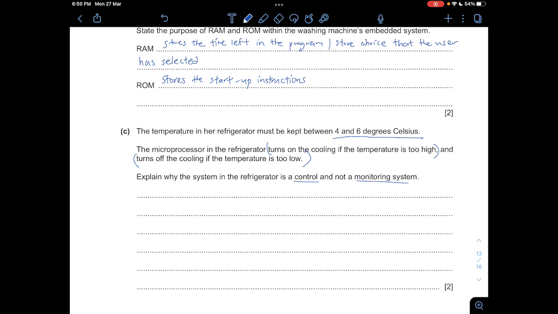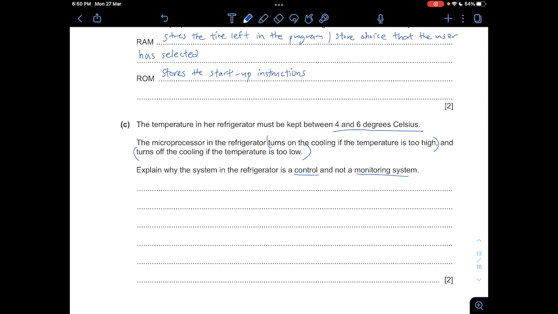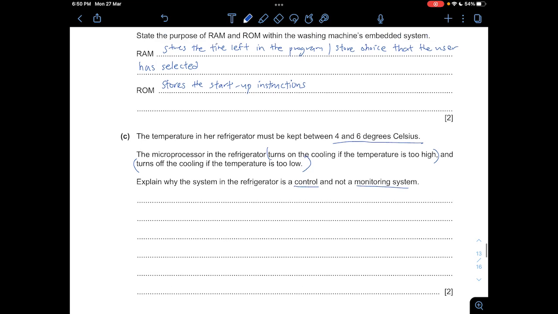Let's say for example, maybe it's 4 degrees, then suddenly it becomes 5, then 6 degrees. It's not stable. It will only go down to that particular point where you turn on the cooling. So instead of maintaining it at let's say 5 degrees Celsius, it fluctuates between 4 and 6 degrees Celsius. So it's not monitored at that actual level. It's only controlling the temperature to be between 4 and 6 degrees Celsius. So you can see that it turns on the cooling if the temperature is too high and turns off the cooling if the temperature is too low. So it will only activate under certain circumstances, right? So that means that the system uses feedback.